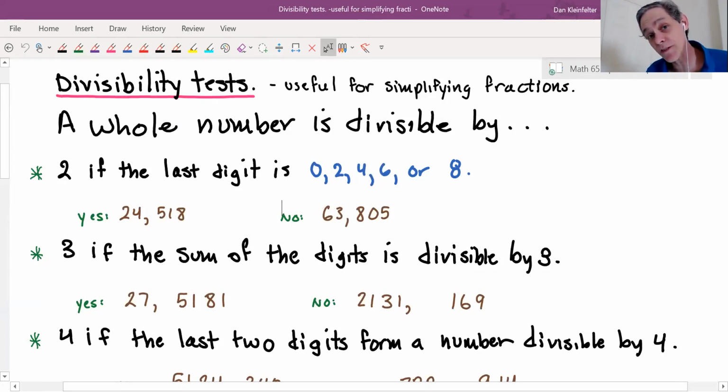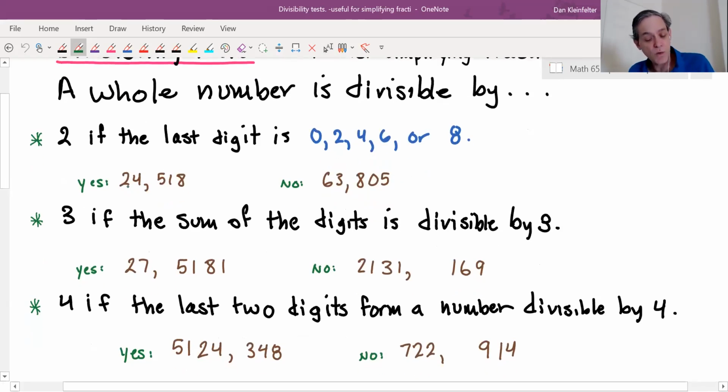Okay, so first of all, divisibility test for 2. If the last digit is a 0, 2, 4, 6, or 8, you have an even number, and so your number is divisible by 2. Examples, 24,518, that's divisible by 2. 63,805, not divisible by 2.